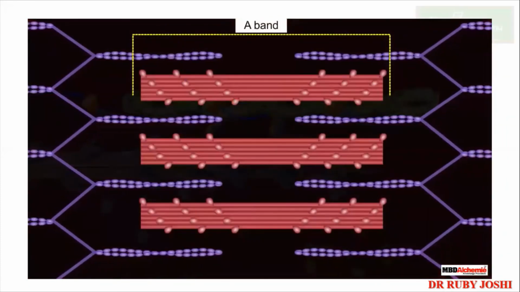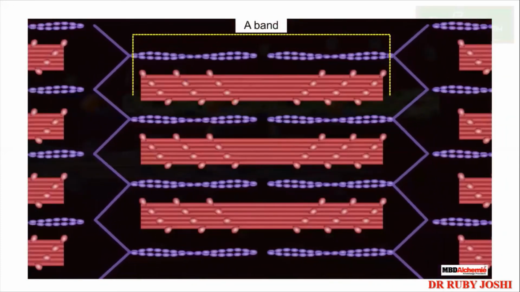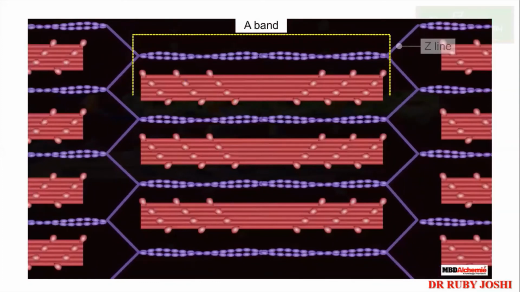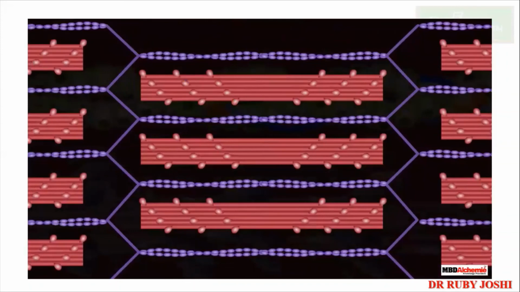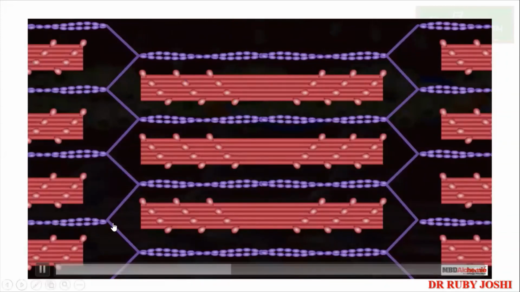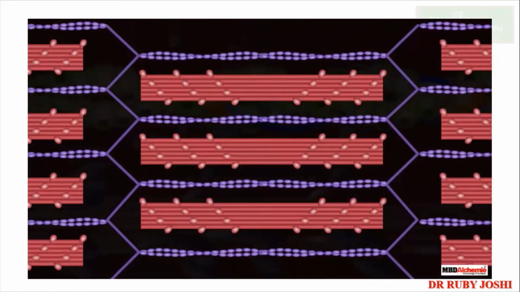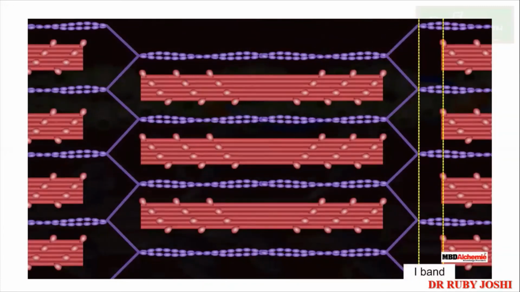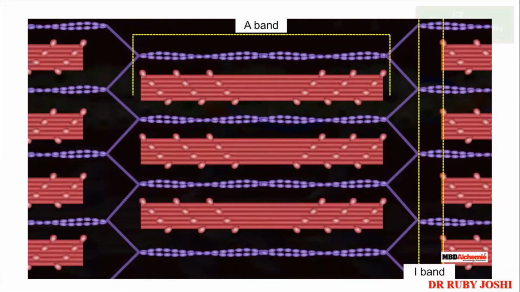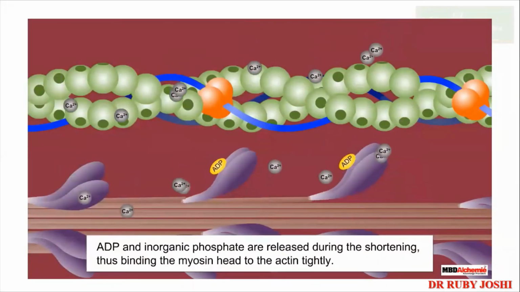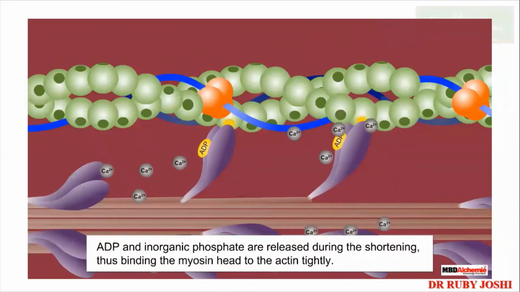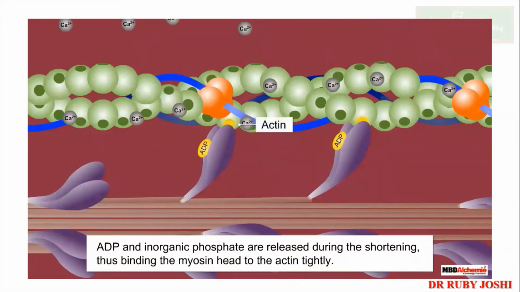The attached actin filaments are therefore pulled towards the center of the A band, bringing the Z lines closer to each other. This ultimately results in the shortening of the sarcomere, that is basically the contraction of the muscle. You can clearly see that there is a reduction of I band during contraction, while the A band remains of the same length. ADP and inorganic phosphate are released during the shortening, thus binding the myosin head to the actin tightly.